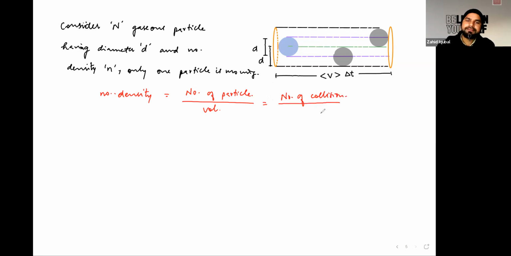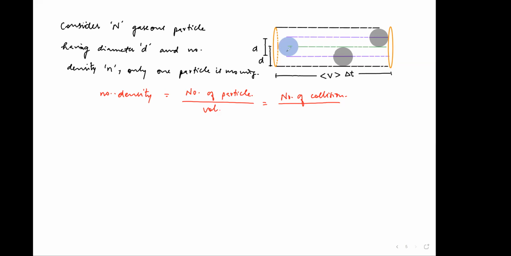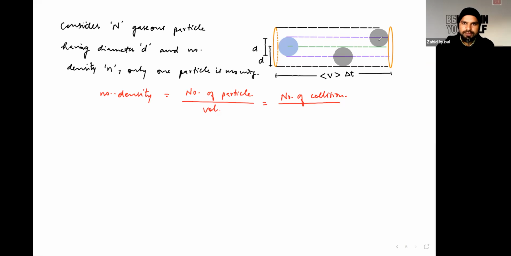Fatima, is it clear? Why is the number of particles equal to the number of collisions? Yes, sir. I'm considering just this particle is moving and the rest of the particles are at rest. So it may collide with each particle one at a time. So the number of collisions must equal the number of particles.